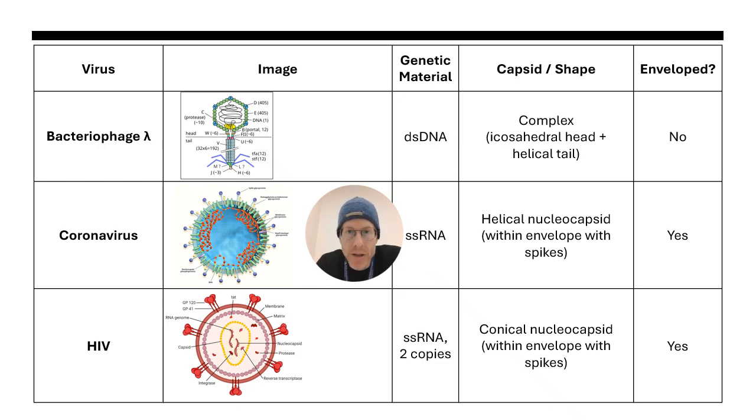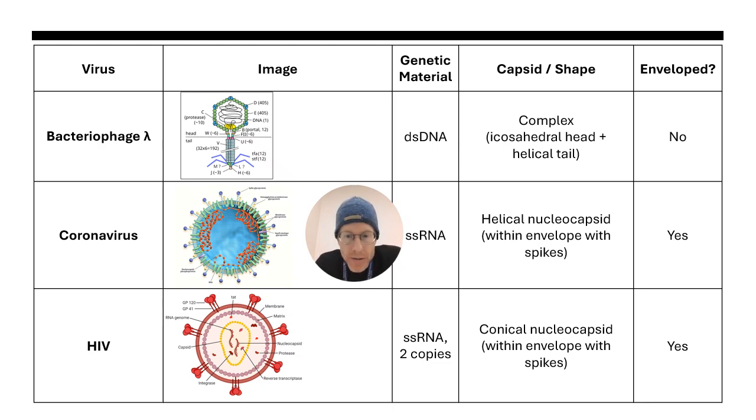and so it will inject that DNA, which then within the host cell has to be transcribed to mRNA, which is then used to make viral proteins. It has a very complex capsid shape, and it is not enveloped. Coronavirus and HIV are enveloped. They both use single-stranded RNA as their genetic material.